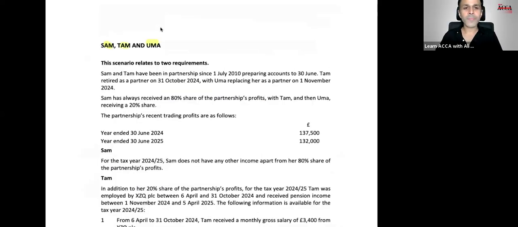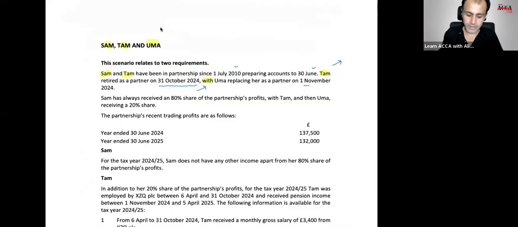Let's read. Sam, Tam, and Uma have been in partnership. So these two partners have been there for a long time. You don't see the inclusion of Uma as yet. Actually, this partnership was initiated by two partners, Sam and Tam, preparing their accounts from that day. Tam retired as a partner. So Tam is moving out. Let me write this symbol to show that this partner is exiting. It is very important for us to notice the day of exiting, with Uma replacing the partner on the same day, or the very next day. That's the whole story. Uma is stepping in. So Tam is exiting, Uma is entering.